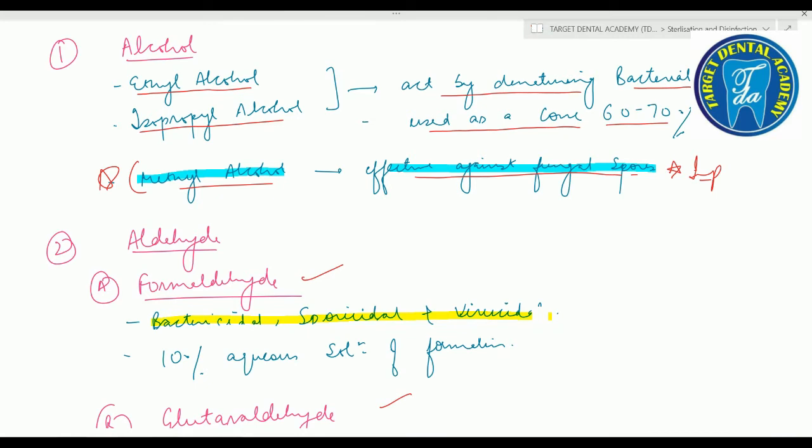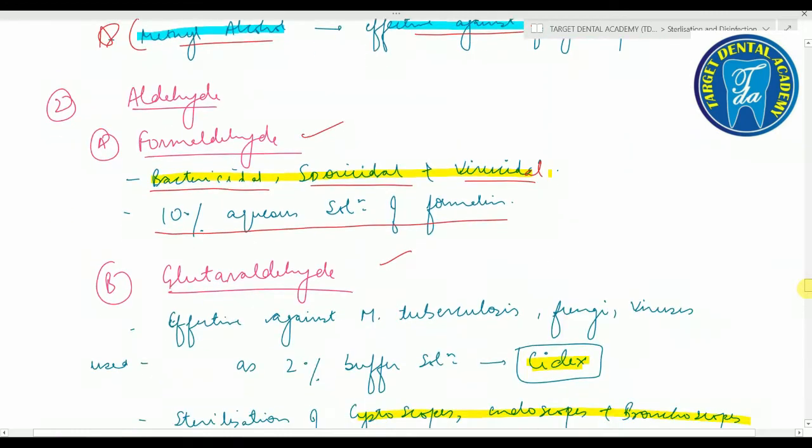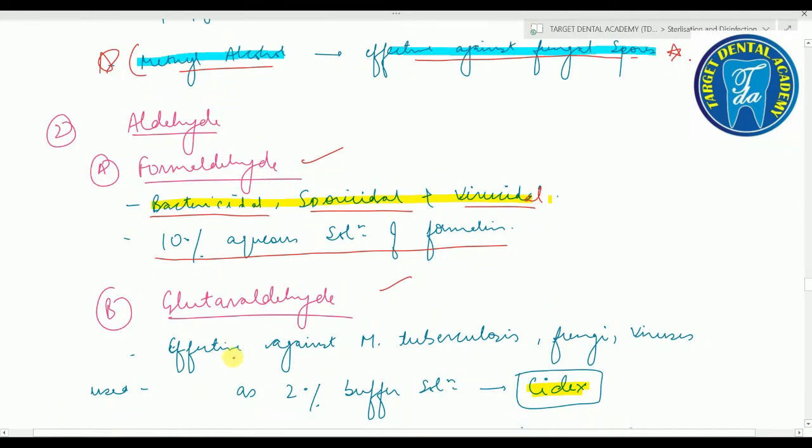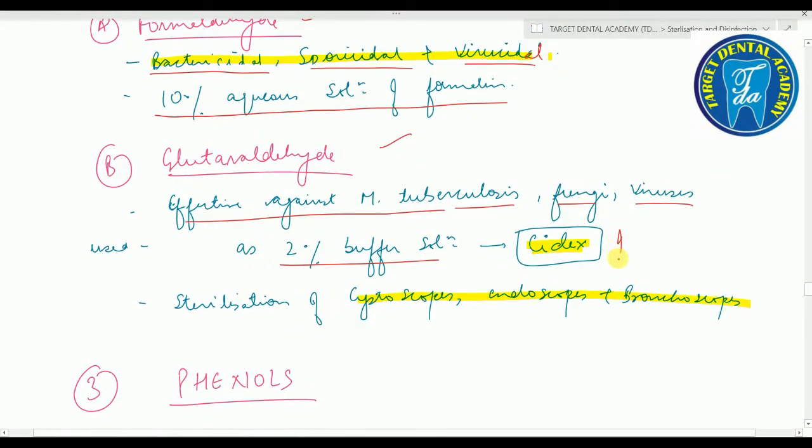Formaldehyde is bactericidal, sporicidal and virucidal. A 10% aqueous solution of formalin is used to sterilize. Coming on to the second aldehyde, glutaraldehyde: it is effective against Mycobacterium tuberculosis, fungi and viruses. It is used as a 2% buffer solution as Cidex, important, commonly asked. It is mainly used for the sterilization of cystoscopes, endoscopes and bronchoscopes.